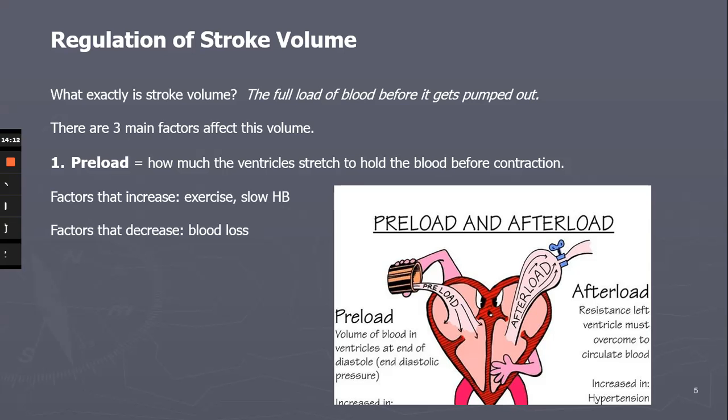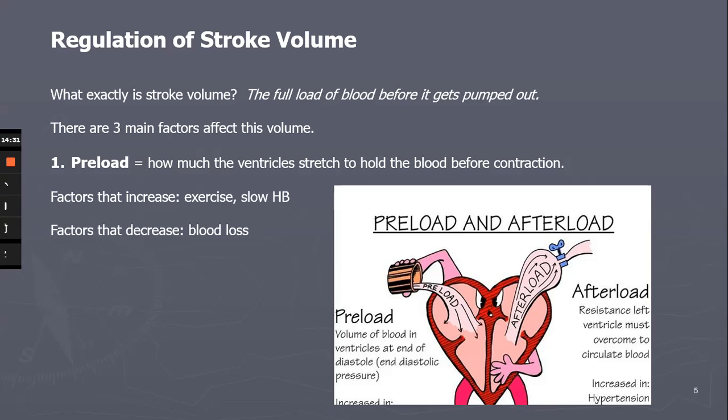Another one is slow heartbeat. You might think, well, that doesn't really sound right because you just told me exercise. And I know that when we exercise, our heartbeat goes really fast, but why is it slow heartbeat? Okay, let's think.